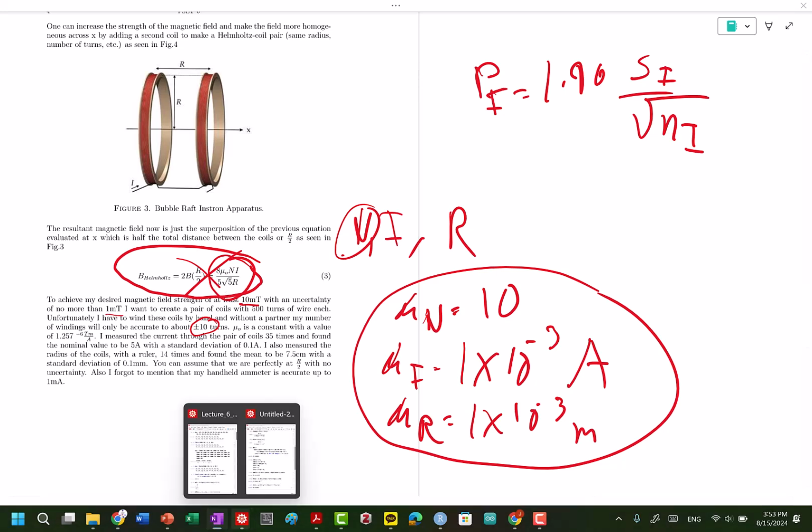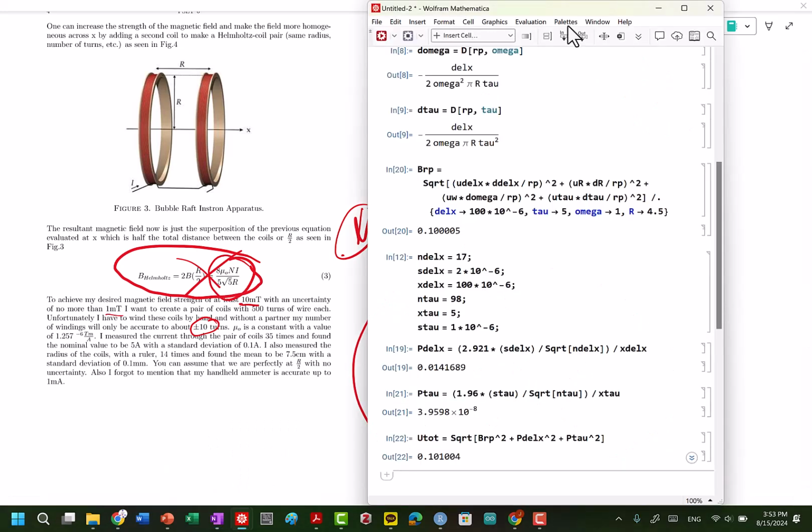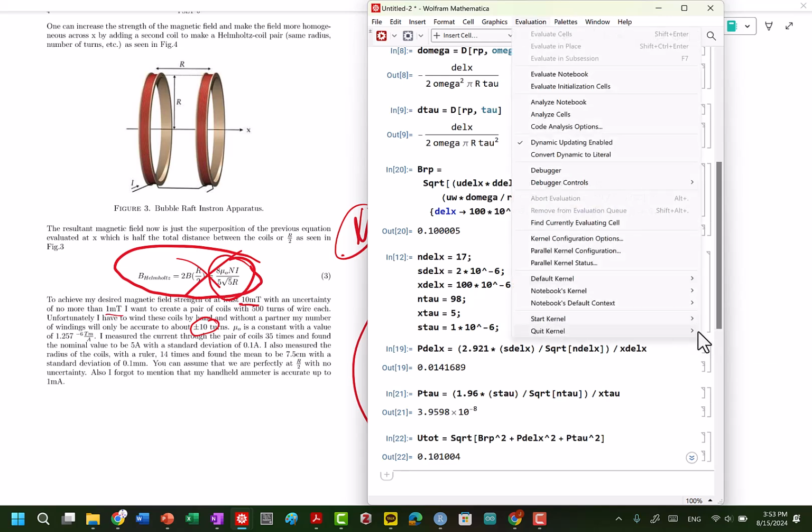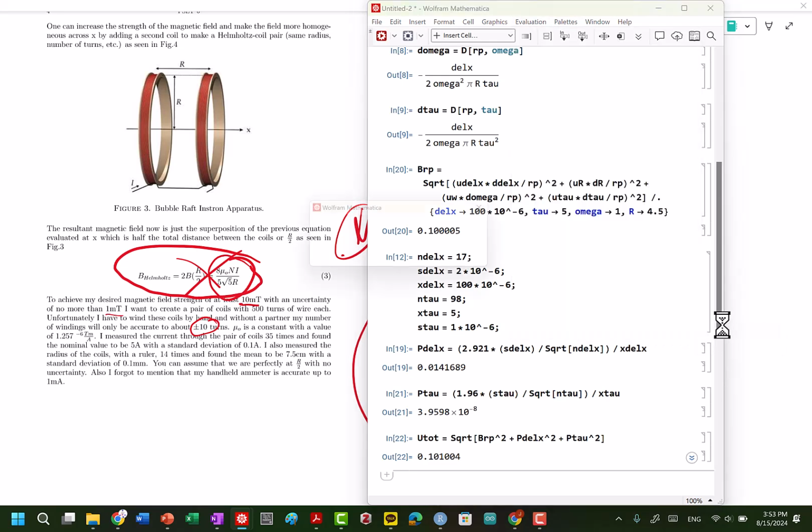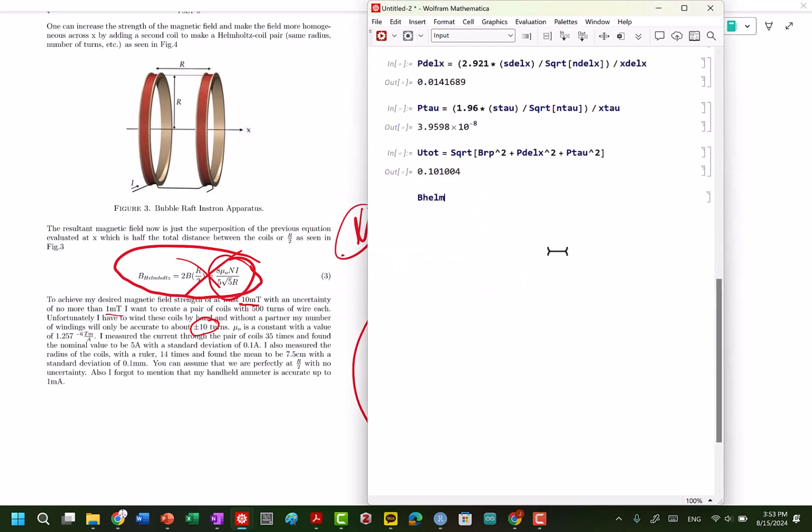So let's get to it. I'm going to go ahead and quit my full kernel. Quit everything here. My fundamental equation is going to be B helm equals 8 times mu naught times big N times big I. You'll see why I'm doing that in just a second. 5 times square root of 5 times R. And then here we go.